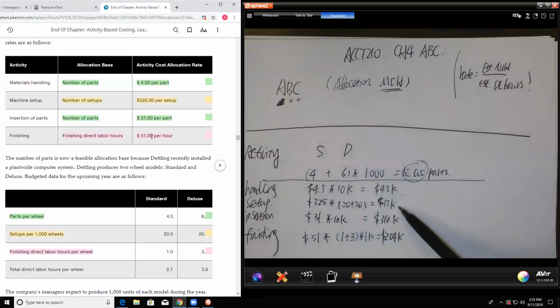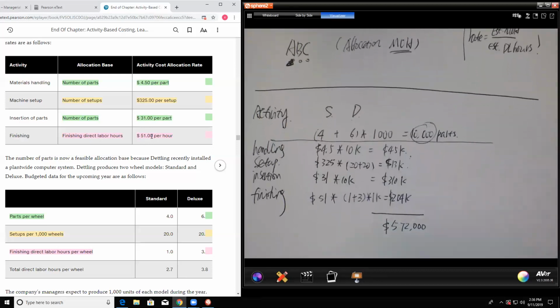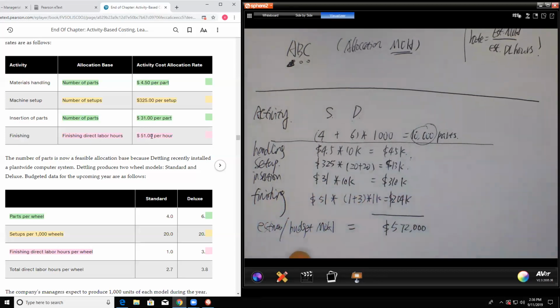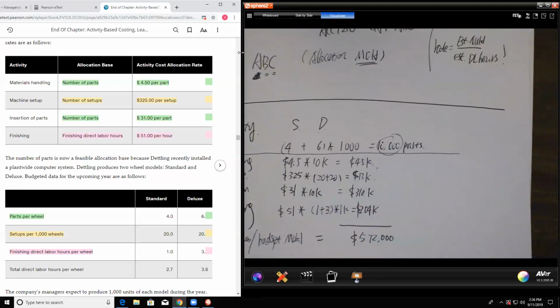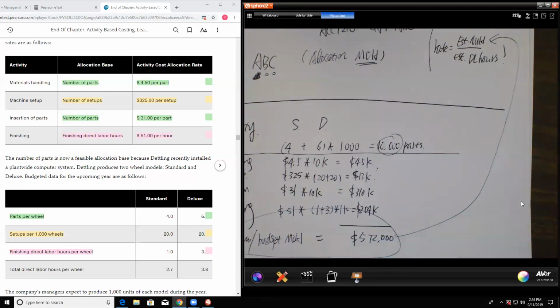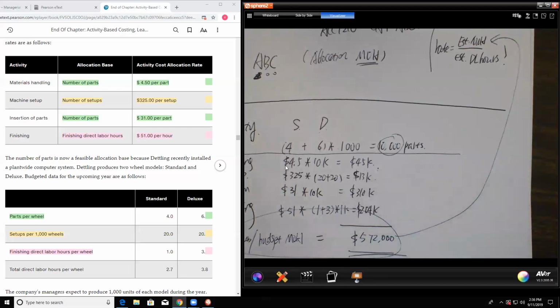If you add those 4 items, you should get your estimated manufacturing overhead, which is 572,000. We also call it the budgeted manufacturing overhead, or indirect production costs. That goes into the numerator of our plant-wide allocation rate. Okay, we just put that there. We finished the first part of the question.